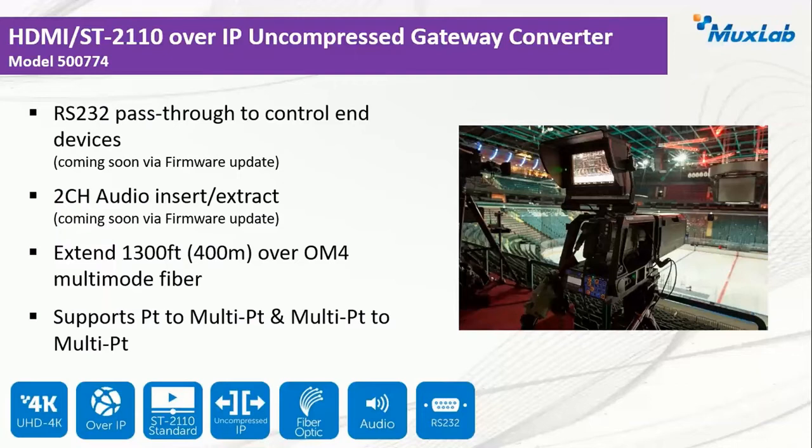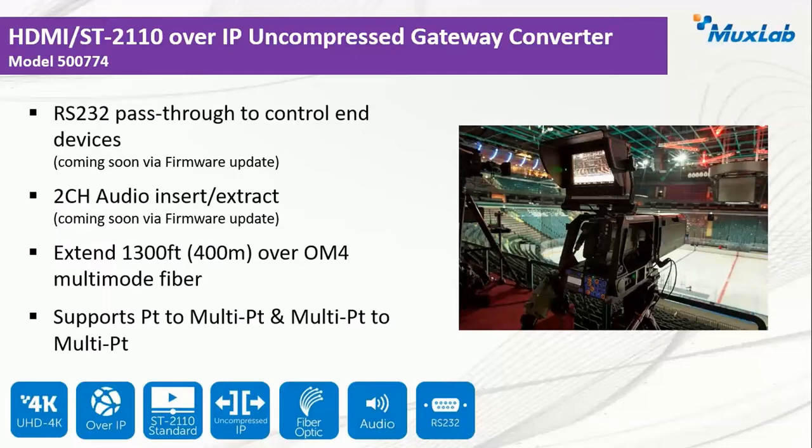This particular model, the 774 model, comes with SFPs, comes installed with a multi-mode fiber module inside the unit. And if you use OM4 fiber, you can extend the distance between either the encoder or the decoder and the Ethernet switch up to 400 meters. If you use OM3, it's about 300 meters, a little less.